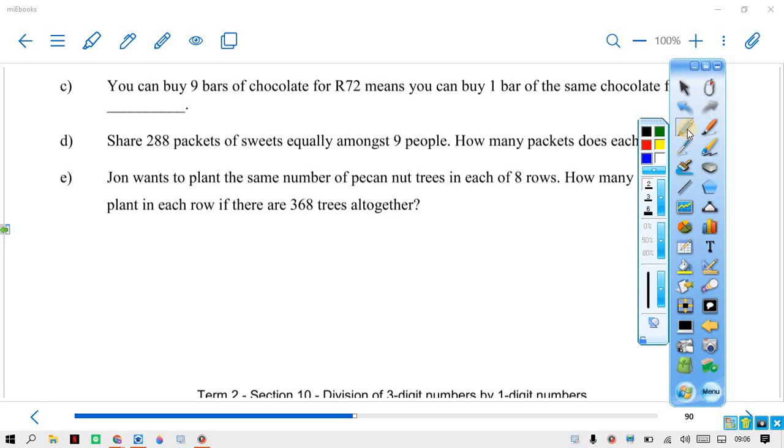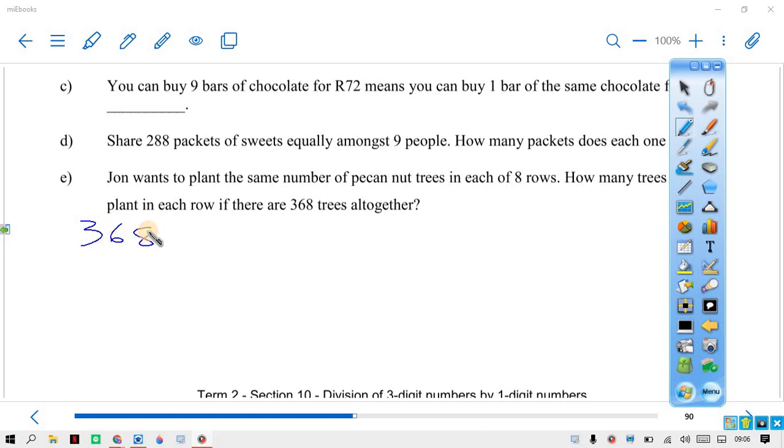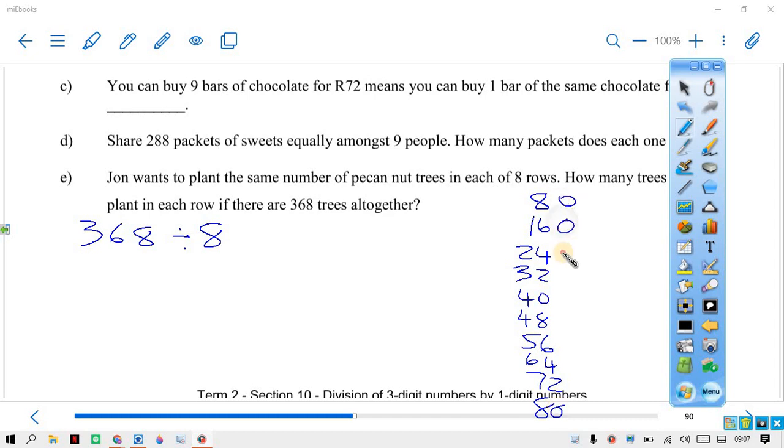They say he has a total of 368 trees, and he wants to share them in 8 rows. So we're going to say 368 divided by 8. Your first step to division is to write your 8 times table. So 8, 16, 24, 32, 40, 48, 56, 64, 72. I'm going to go up to 80. Second step is to put a 0 at the back, and then we are finding our closest number. So what's the closest number on that list to 368?